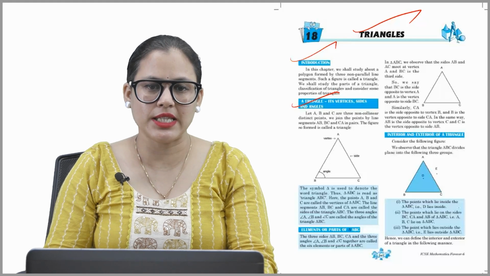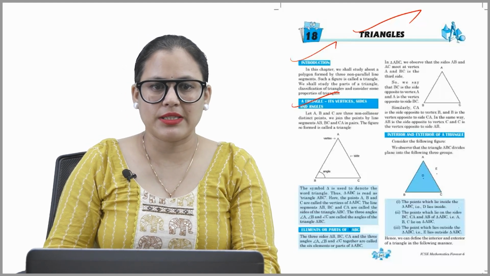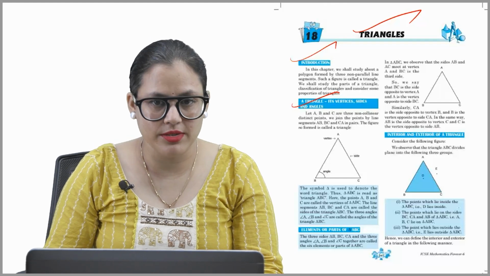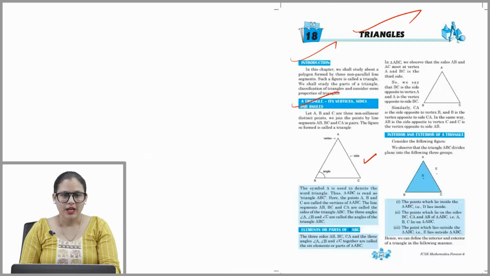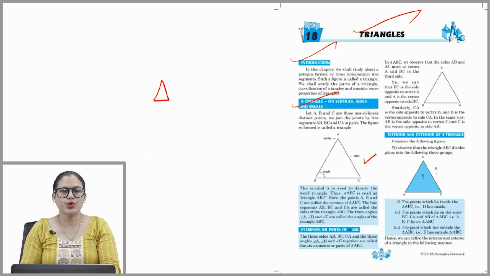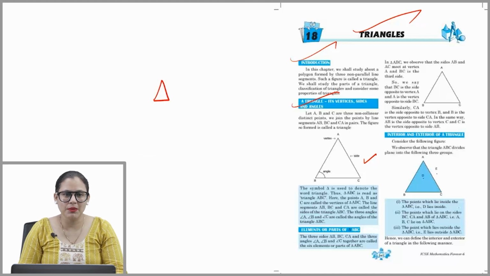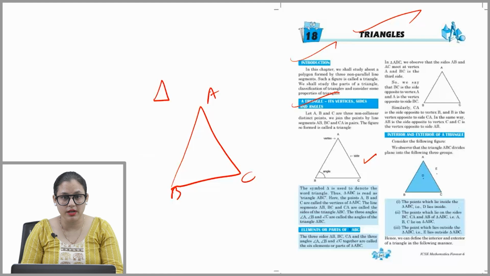Let A, B, and C be three non-collinear distinct points. We join the points by line segments AB, BC, and CA in pairs. The figure so formed is called a triangle. See, this symbol is used to denote the word triangle. This triangle ABC is read as triangle ABC. Here the points A, B, and C are called the vertices of triangle ABC. These 3 points are the vertices of the triangle, okay?